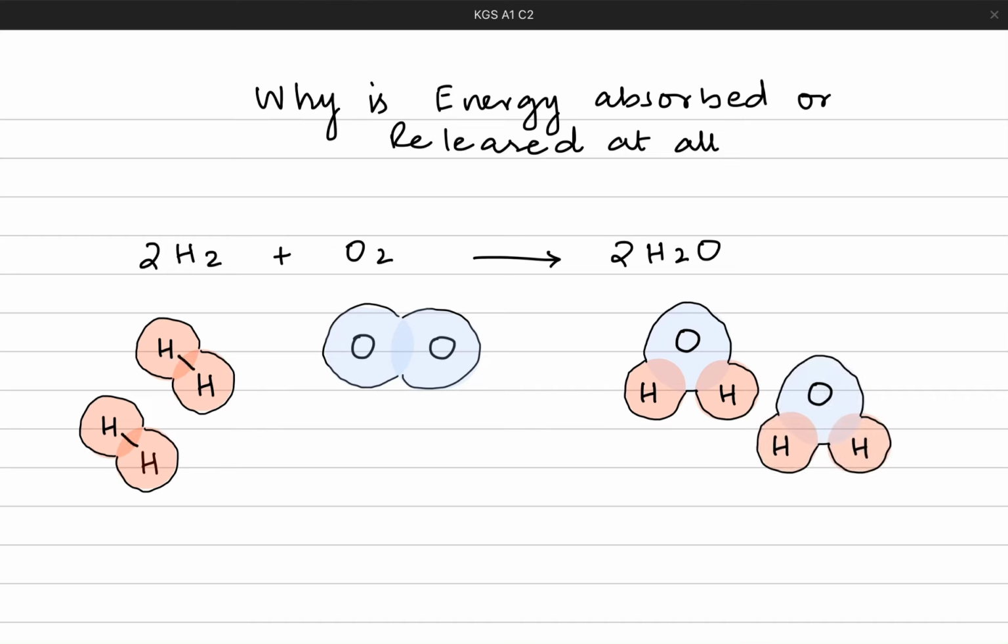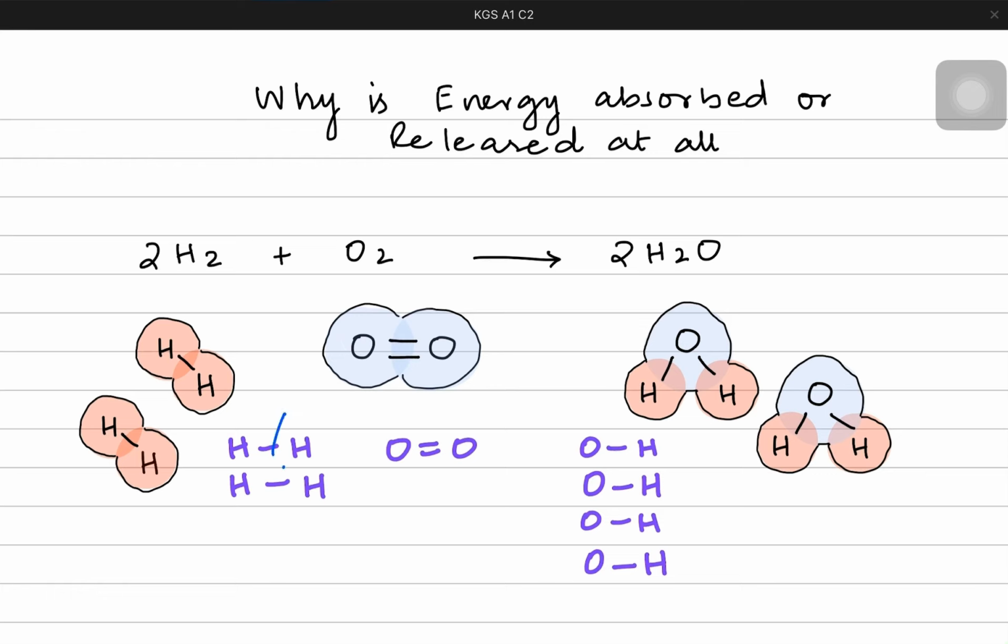There's a single bond between the 2 hydrogen atoms, and there's a double bond between the oxygen atoms in the oxygen molecule, while there's a single bond between oxygen and hydrogen in water. If we break it down, there are 2 H-H single bonds and a single oxygen double bond on the reactant side, while if we count in total, there are 4 oxygen-hydrogen single bonds being made.